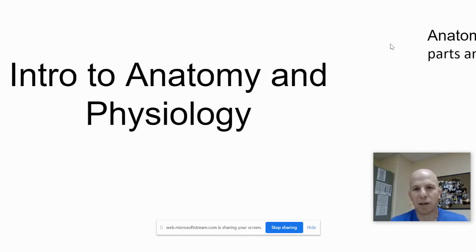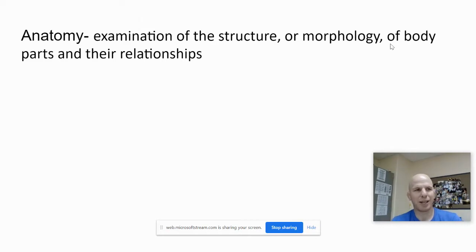So intro to anatomy and physiology. First and foremost, what the heck do anatomy and physiology mean? Two different words that work together very well. So first of all, anatomy is the examination of the structure or morphology of body parts and their relationships. What's that mean? Basically, how is a structure built? So when I look at a bone, or a muscle, or different organs in my body, I'm looking at how it is built, how it is shaped, and the structure and the relationship between that structure and other structures around it.